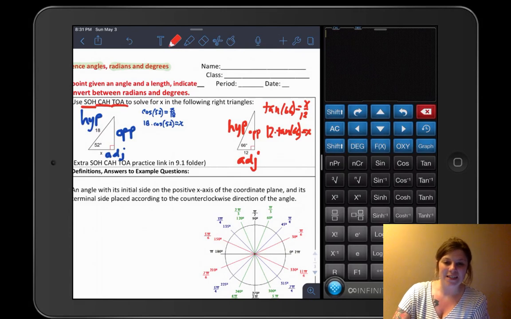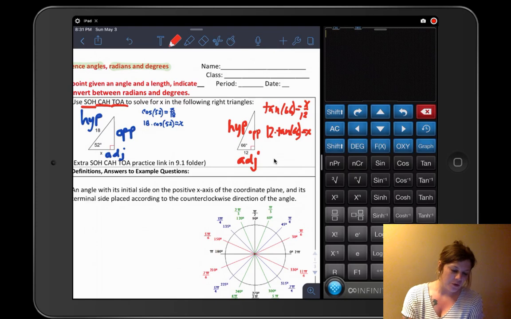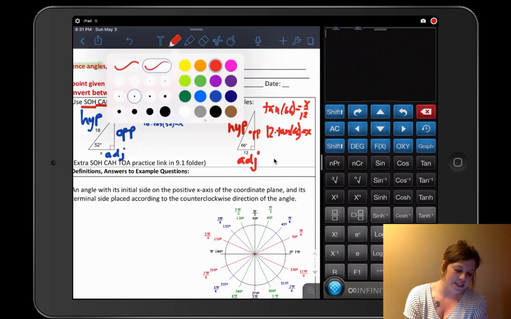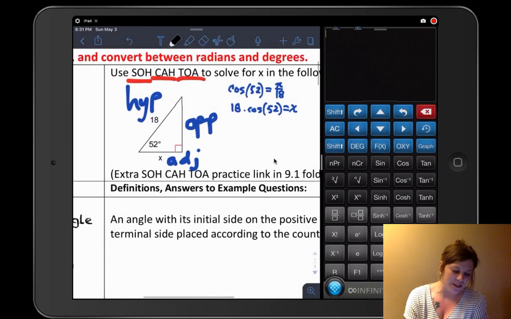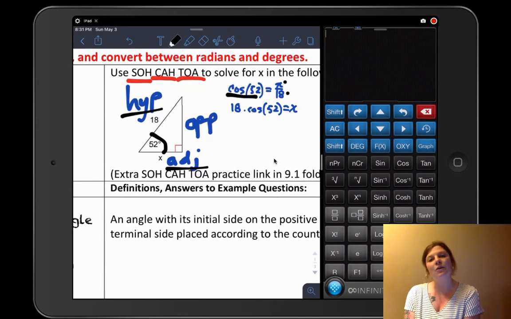So let's take a look at what we figured out. So hopefully you were able to label your sides and figure out for this first one that you have the hypotenuse and you have the adjacent. Therefore, you do cosine of 52 is the adjacent over the hypotenuse. To get x alone, you just multiply both sides by 18. And then I wanted to go over how to use a calculator to do this part because it can be a little confusing on some calculators.